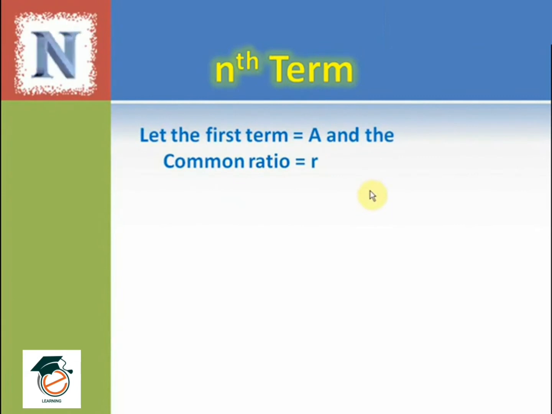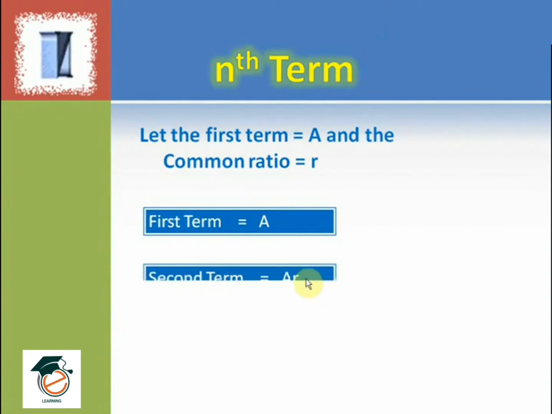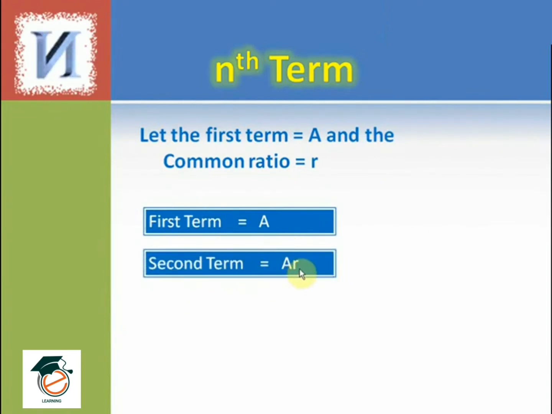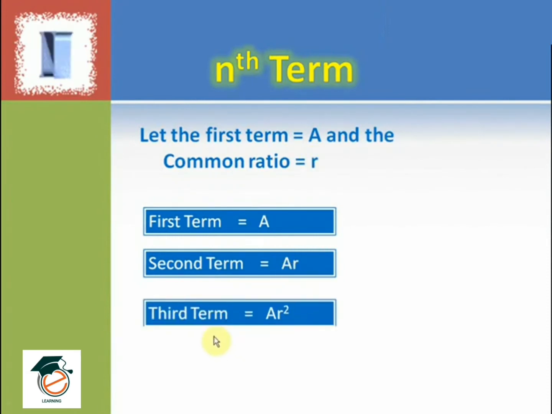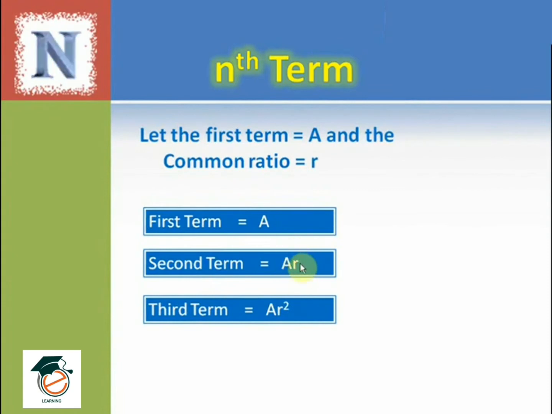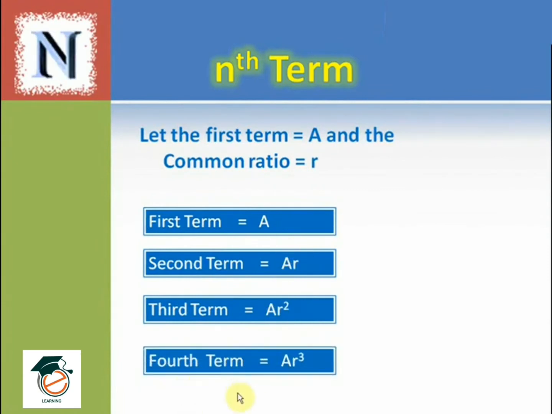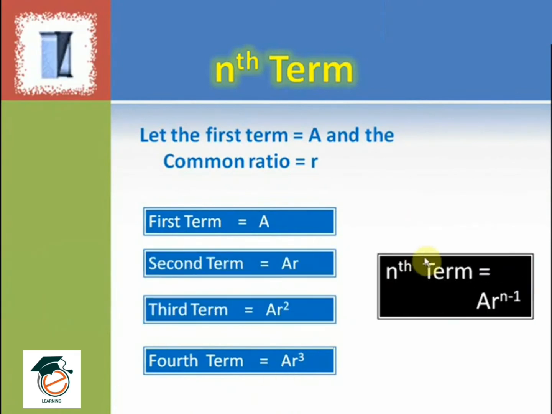Let us say that the first term of this GP is equal to A and the common ratio is equal to R. So the first term is equal to A. The second term would be A into R. We simply multiply A by the common ratio, which is R. Similarly, the third term would be AR square. We multiply AR by R and we get AR square. The fourth term would be AR cube and so on. Thus we get the nth term to be equal to A into R to the power of n minus 1.